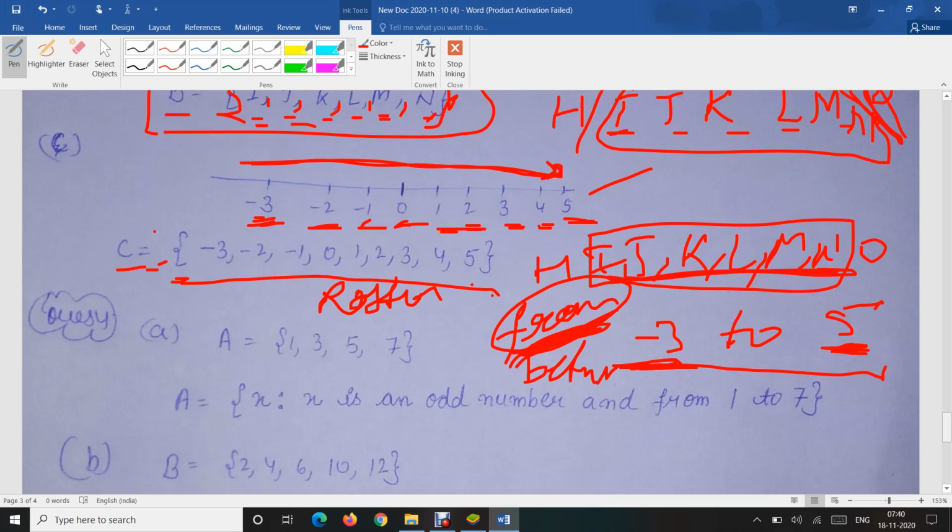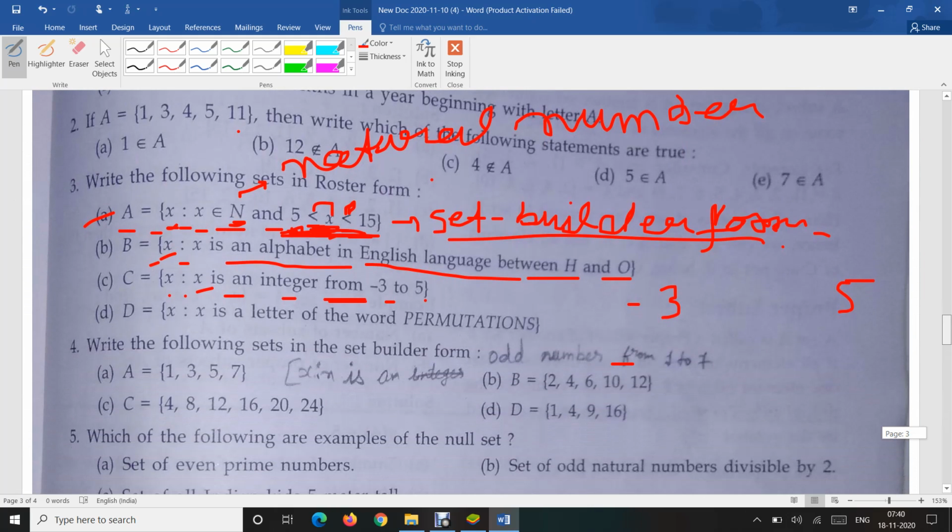Hope you understand this. The next is part D. Part D says x such that x is a letter of the word permutation. You have to write these alphabets as elements in roster form, within curly brackets and separated by commas, just like P, E, R, M, U, T, A, T, I, O, N. You have to separate all these alphabets by commas. You have to do it yourself.